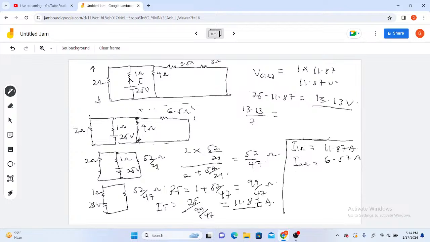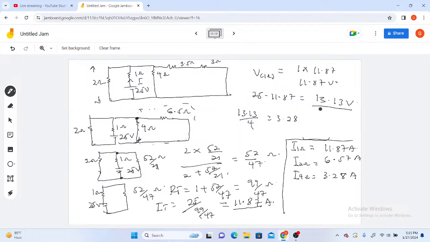So to find the current, I 4 ohm will simply be equal to my 13.13 over 4. So 13.13 over 4 is equal to 3.28. So I have 3.28 amps or amperes.